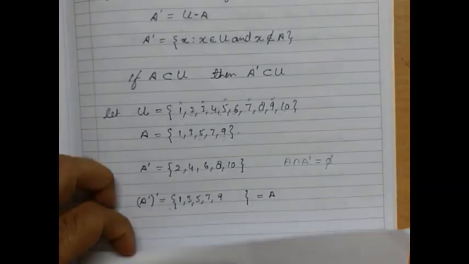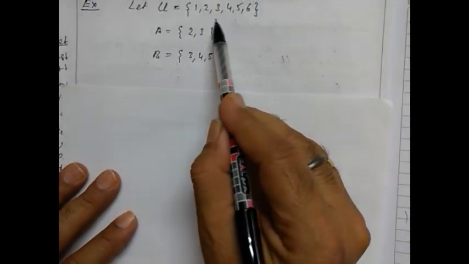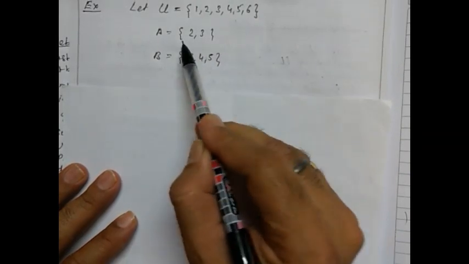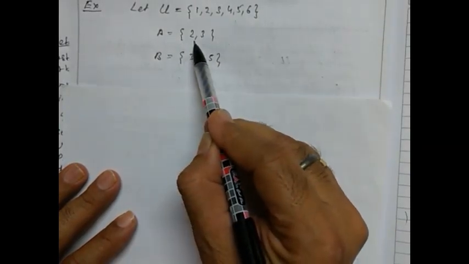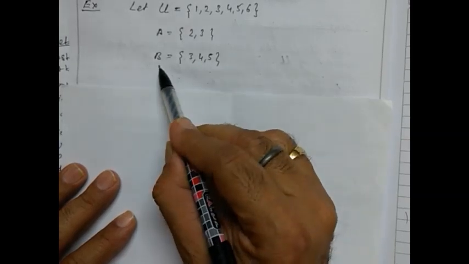Now we move to the further part and try to understand more about the complement by taking another example. Here we take another example. Let the universal set U be 1, 2, 3, 4, 5, 6 and A is given as 2 and 3, and 3, 4, 5 is the element of set B.